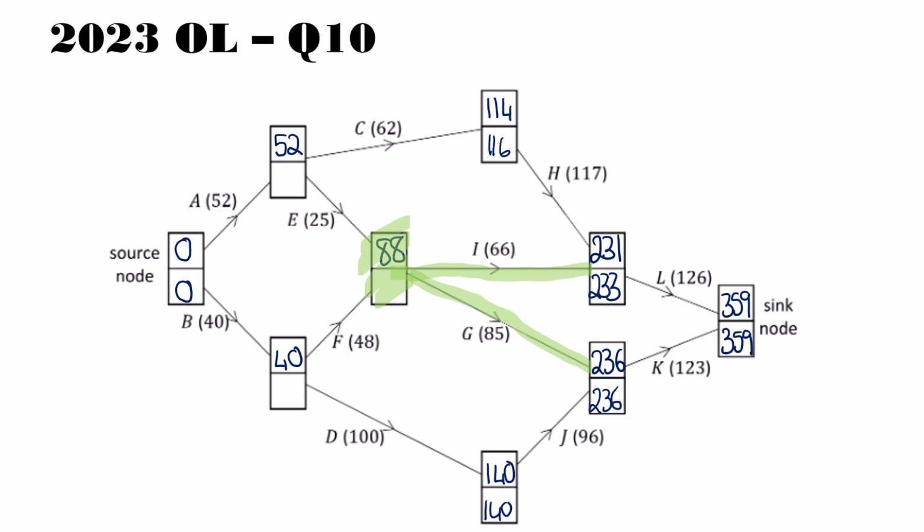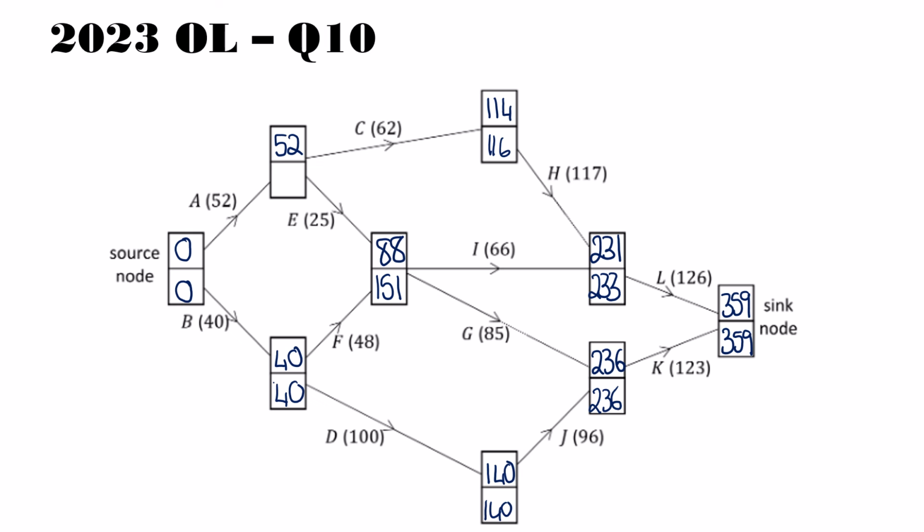So because we're working with the late times, we want the smallest possible late time. So that's going to be 151. So now we have a few more nodes left. So let's look at this one. Again, there's two options. The first option is 151 minus 48, which gives us 103. The next one, going backwards on D, is 140 minus 100, and that's just going to give us 40.